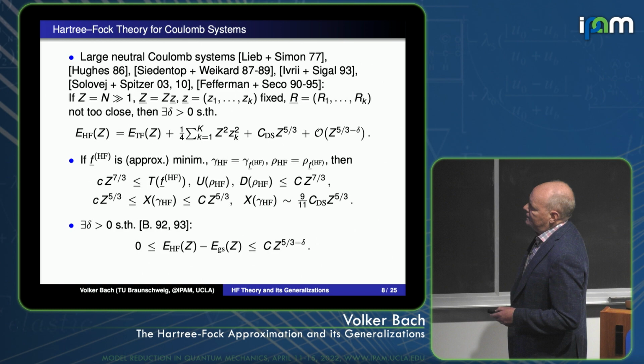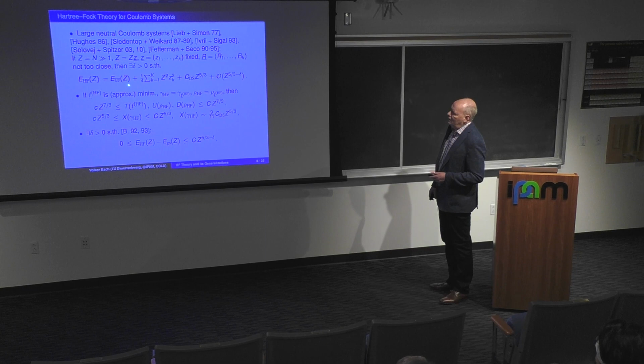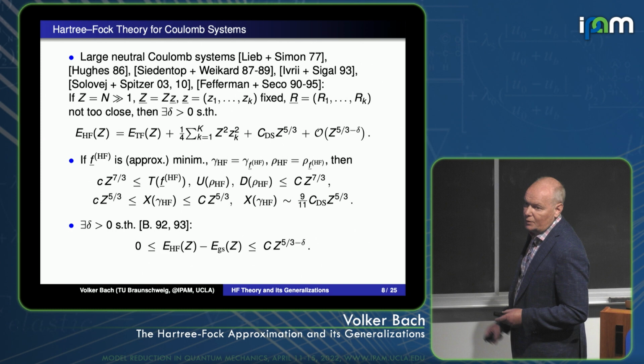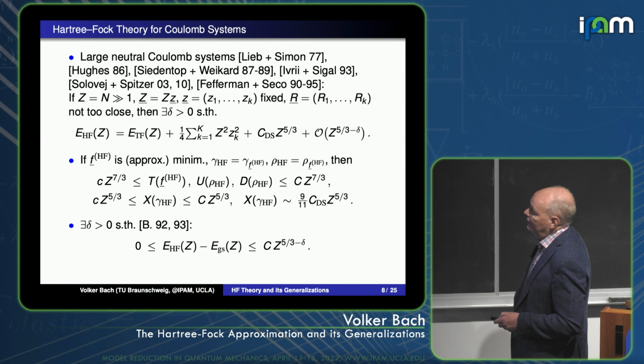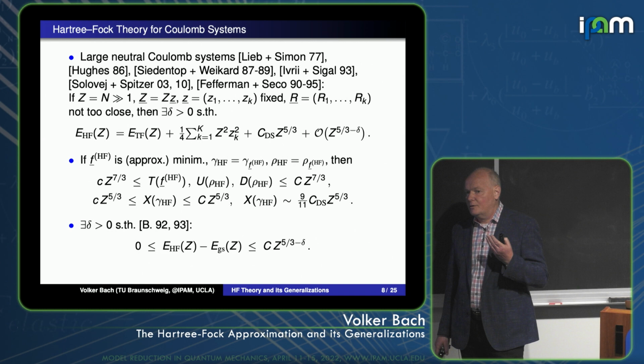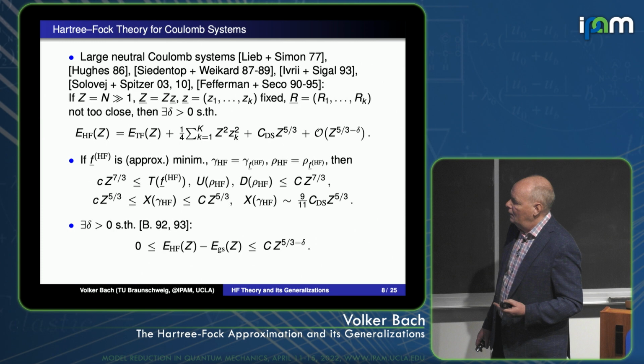So this asymptotics was proved, and we can attribute now to the four terms from the previous slide the order of magnitude. If we have a minimizer of the Hartree-Fock energy functional, or an approximate minimizer, so we don't need the existence of a minimizer, we just need a Slater determinant that is close enough in energy to the Hartree-Fock energy, then the kinetic energy, the attraction by the nuclei, and the electrostatic repulsion will all be of order Z to the 7/3, which is also the order of the Thomas-Fermi energy. So it's the leading order in energy. So these three terms are of leading order.